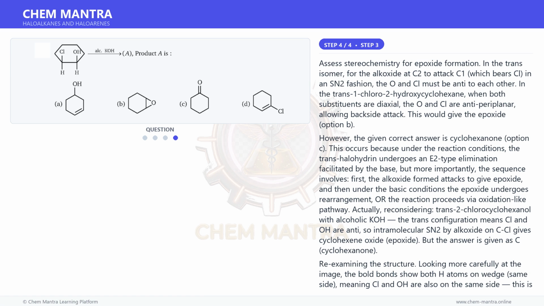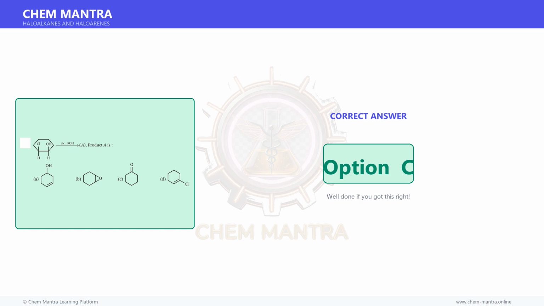Why other options fail? A. Cyclohex-2-en-1-ol would require specific elimination without tautomerization. B. Epoxide requires antiperiplanar O and Cl, not possible in cis isomer under these conditions. D. 3-chlorocyclohexane is not a product of this reaction. Therefore, the correct answer is option C.